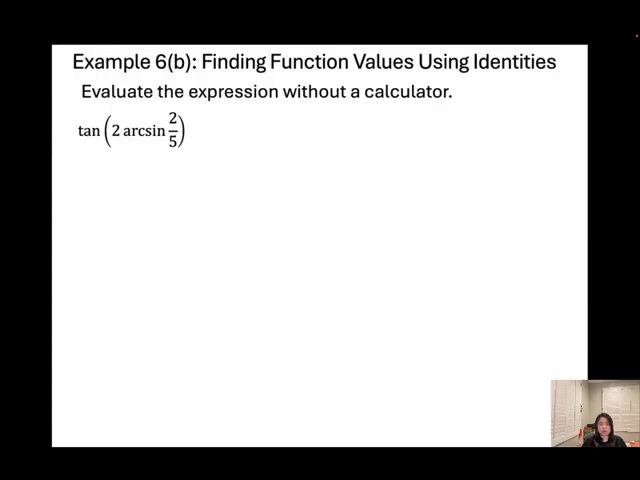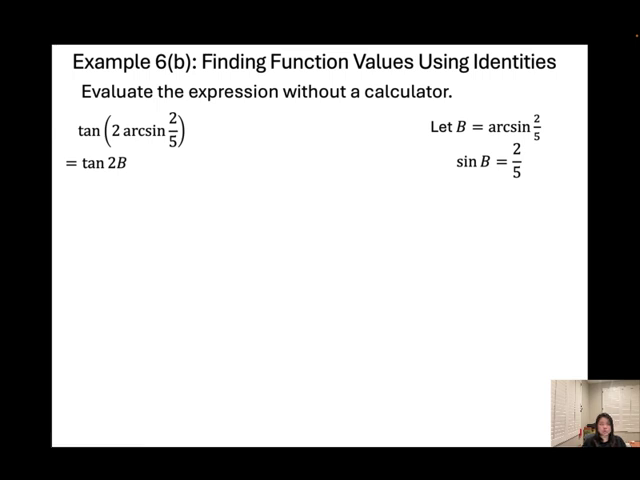Example 6. Evaluate the expressions without a calculator. Tangent of 2 arcsine 2/5. So we're gonna let the angle B equal to arcsine 2/5. Okay, the 2 still here. Then that will be sine B equal to 2/5. And then we plug in back here, you're gonna get the tangent 2B.